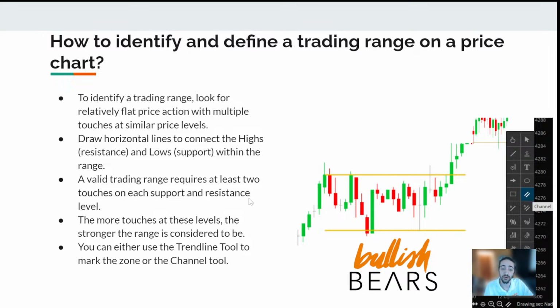You can either use the trend line tool to mark the zones or the channel tool. I like to use the channel tool on Thinkorswim because it creates very straight and very connected levels, so I can really see it. I don't have to be worrying about up top, down low. I just go from here to here, go down. It's already mapped out for me. I just have to click it to whichever candle I'm looking for.